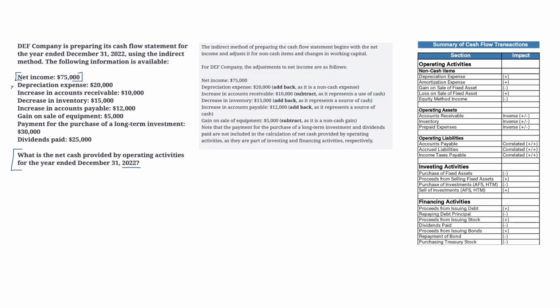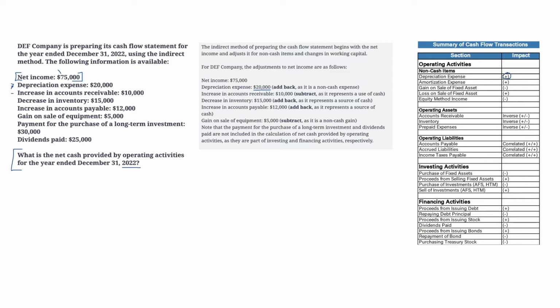So the first item is depreciation expense. Depreciation expense decreases our net income, but if we think about the credit side of the entry, it's just accumulated depreciation. There's no cash impact. Therefore, we need to add back the depreciation expense. So it's a $20,000 add back. We can also see in our cheat sheet that it's an add back to cash.